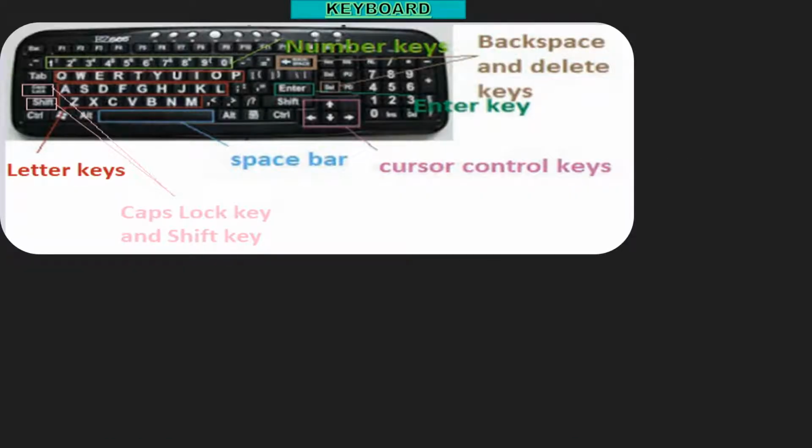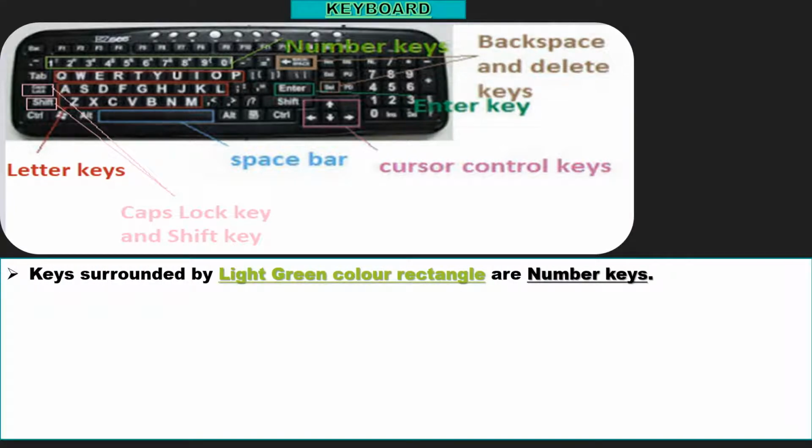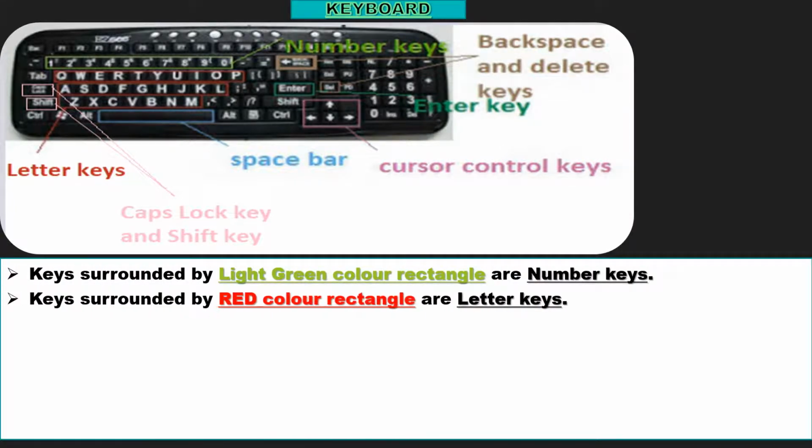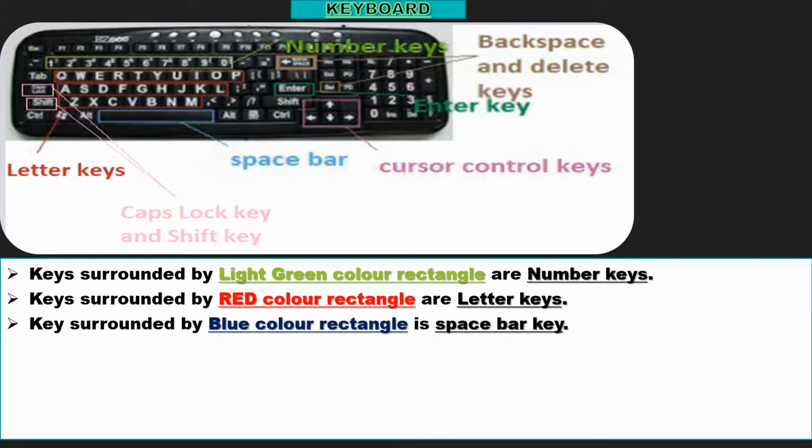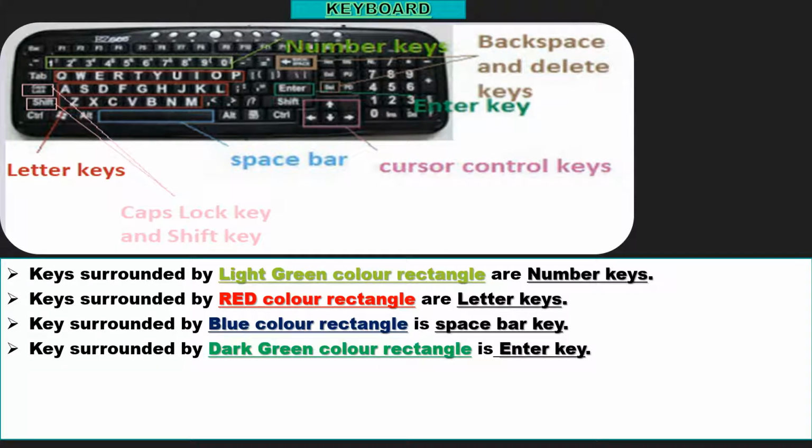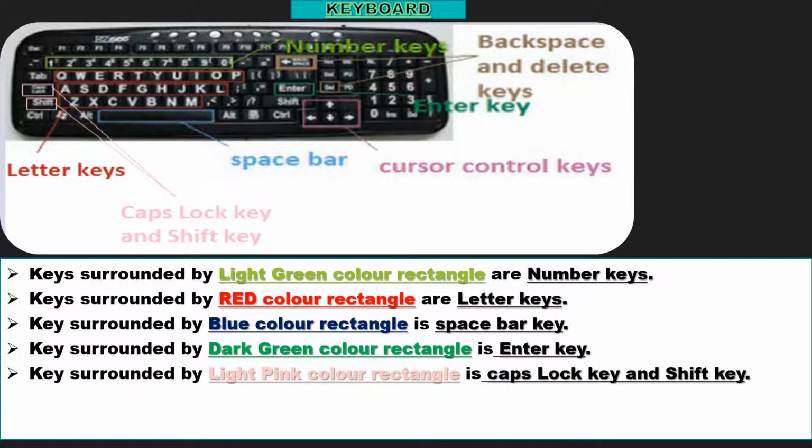Now see this picture of the keyboard. There are different color rectangles. So let's see. Keys surrounded by light green color rectangle are number keys. Keys surrounded by red color rectangle are letter keys. Keys surrounded by blue color rectangle is spacebar key. Key surrounded by dark green color rectangle is enter key. Key surrounded by light pink color rectangle is caps lock key and shift key.